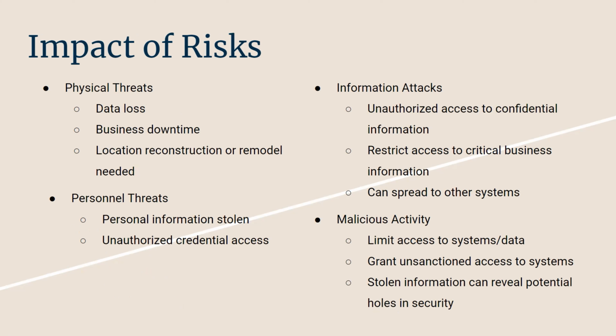So the impacts of these risks could be loss of data, loss of business downtime, having to rebuild infrastructure both physically and potentially network-wise, and then stolen information, unauthorized access, which would invalidate confidentiality, integrity, and availability. They could potentially restrict access to critical business systems such as Opus. It could even spread to other systems and reach theirs. Threats to the personnel is personal information stolen from them, and they could have access to whatever the employee has access to, then whatever malicious person would have that.